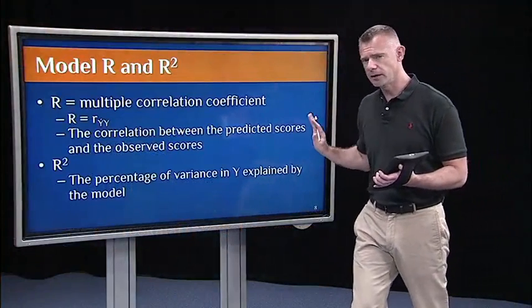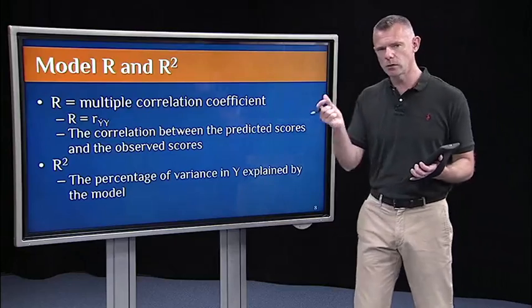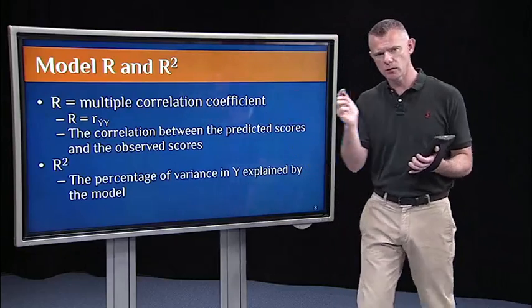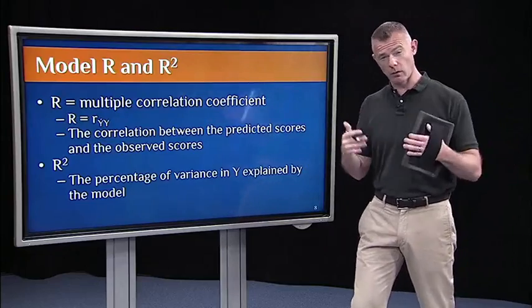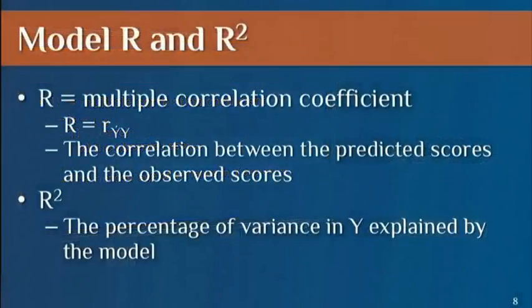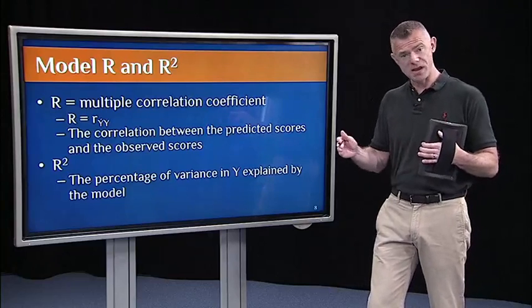We still can calculate a multiple correlation coefficient because remember, that's the correlation between the predicted scores and the observed scores. And this is a way of evaluating the overall model. We can square that multiple correlation coefficient to get r squared, and that tells us the percentage of variance in the outcome measure that's explained by the model. Again, that's a way to evaluate the overall model. It's a way to compare competing models.